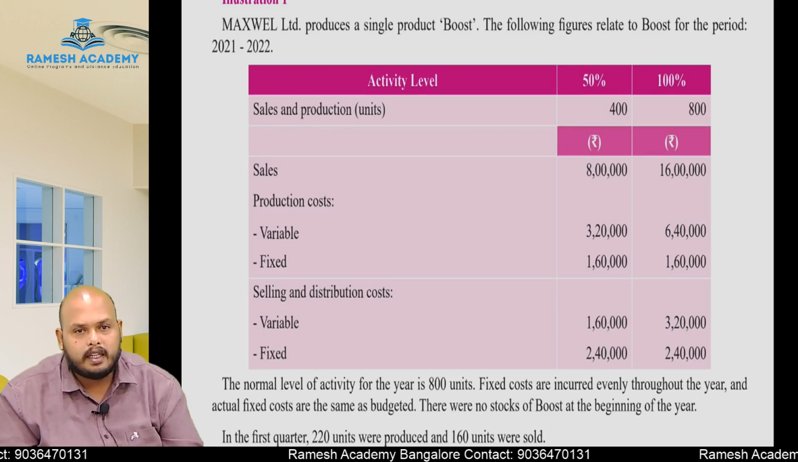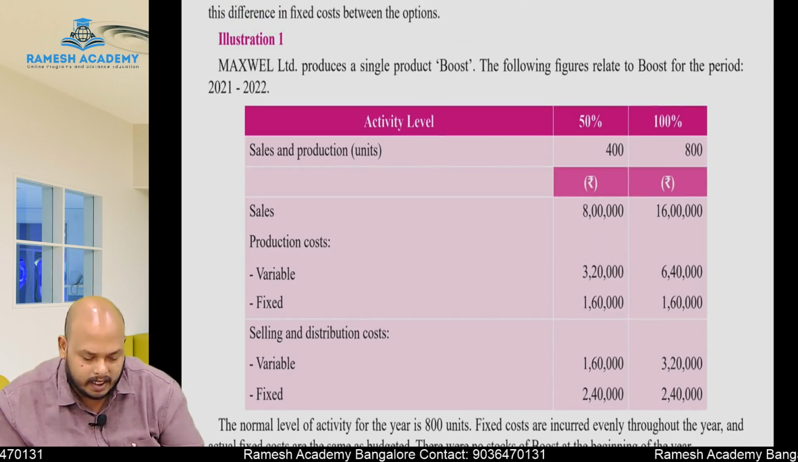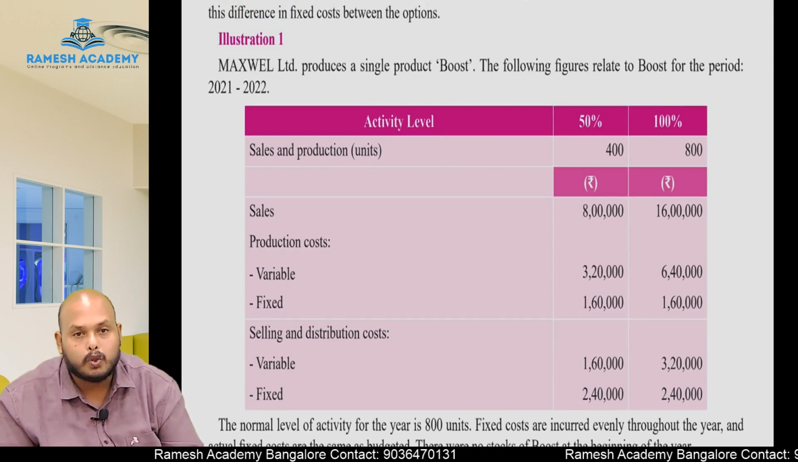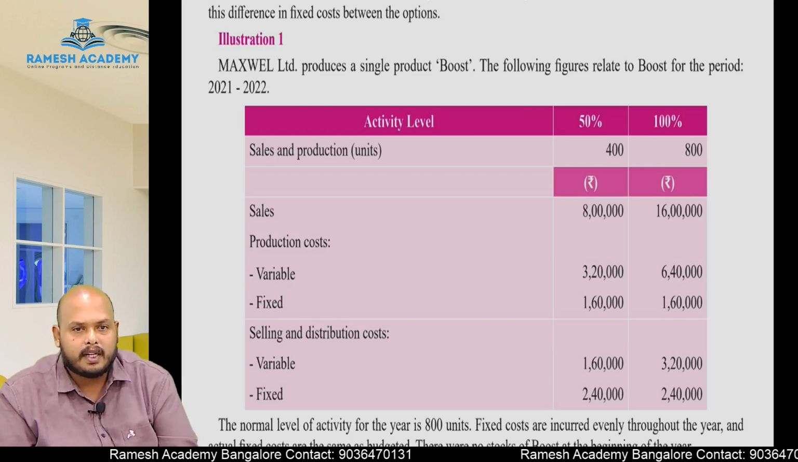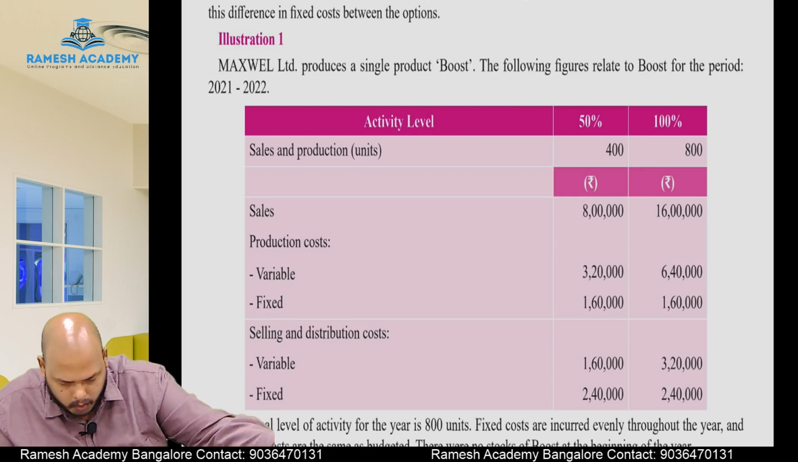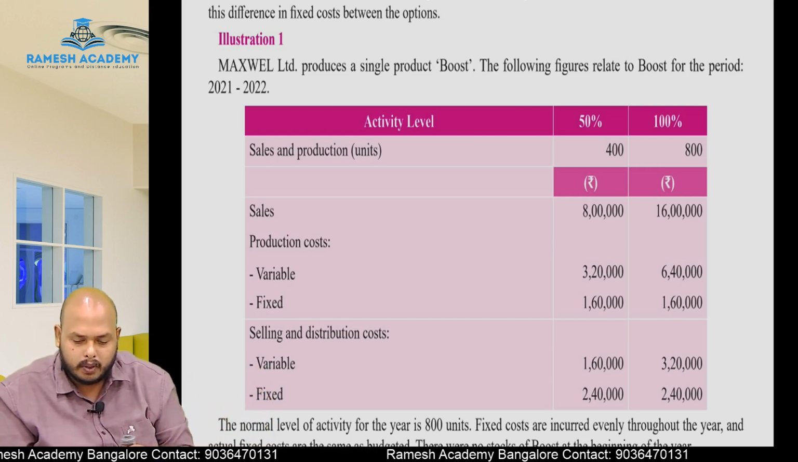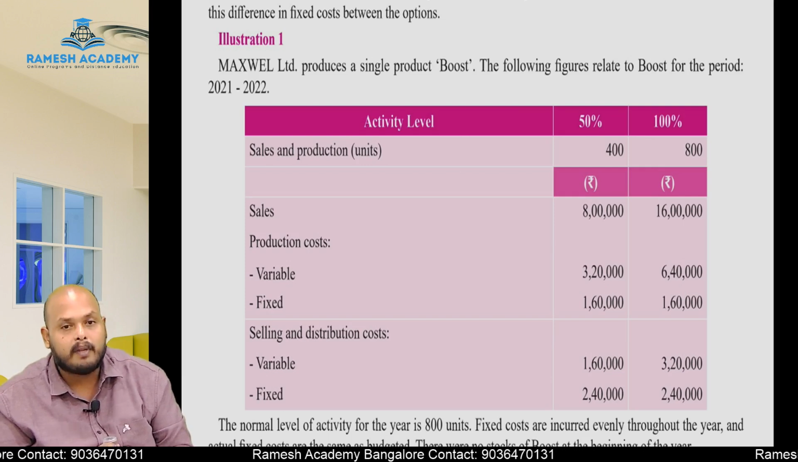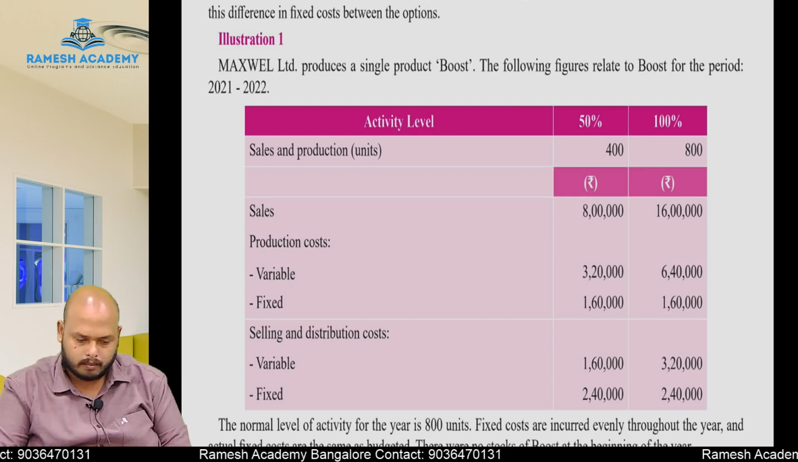Let us see illustration number 1. Maxwell Limited produces a single product, Boost. Maxwell Limited is a company producing a single product, and that product is Boost. They are giving the following figures related to Boost for the period 21-22.